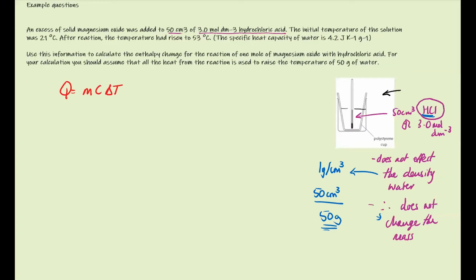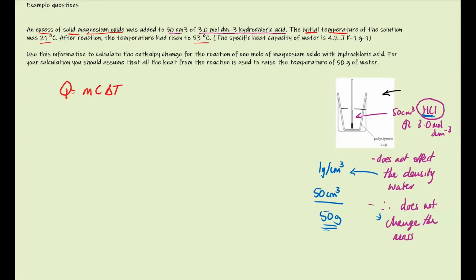So we'll quickly do that. So we've got excess solid magnesium oxide added to 50 centimeters cubed of 3 moles per decimeter cubed HCl, which we've already aligned. The initial temperature of the solution was 21 degrees Celsius. After the reaction has taken place, the temperature has risen to 53 degrees Celsius.